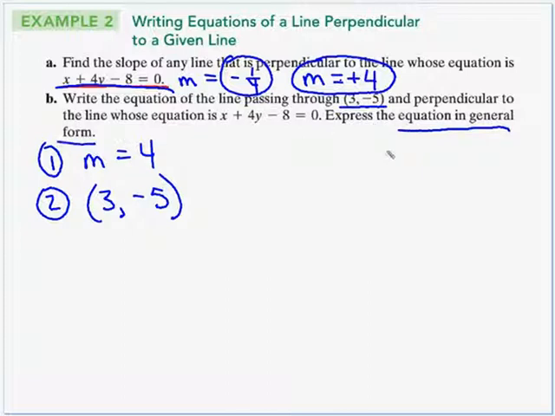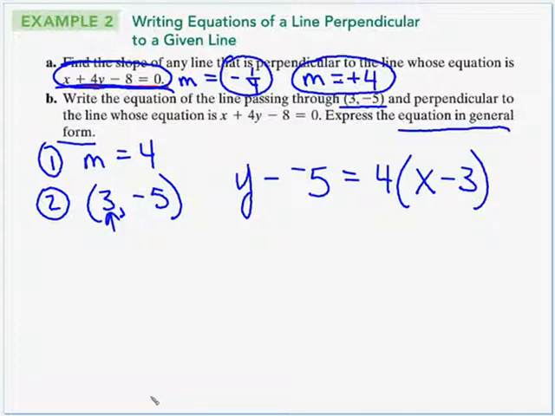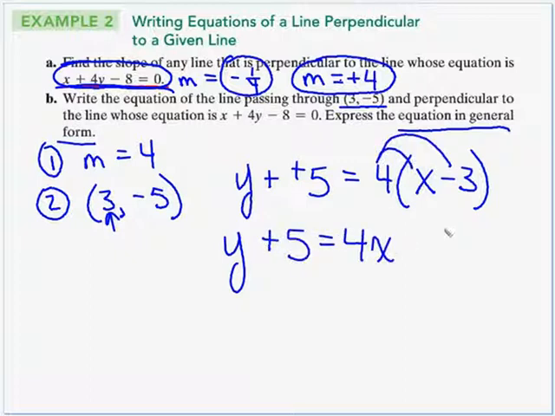Remember, general form is everything on the left and it's equal to 0, just like this. This is in general form. So we got to start somewhere, and that's going to be with point-slope. y minus the -5 equals m, which is 4, times the quantity x minus x sub 1, which in this case is 3. Okay, the minus the negative will turn to add the opposite. And we want to distribute the 4 and then get everything on one side of the equals. y plus 5 equals, distribute the 4, 4x minus 12.